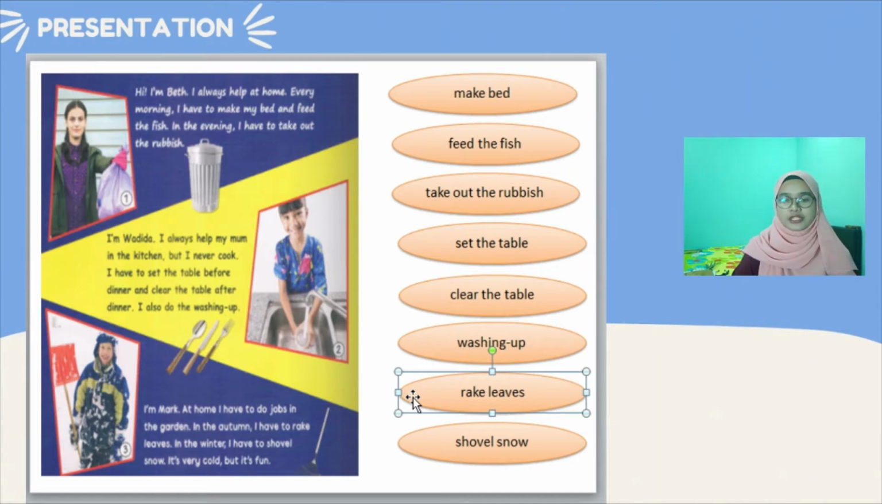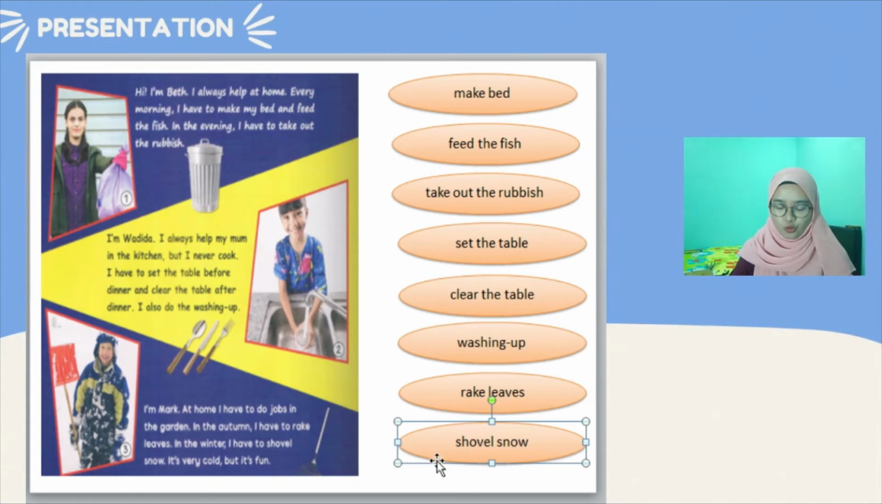And we also have another housework mentioned in the third paragraph, which is shovel snow. Okay, so this housework is highly unlikely to be done in Malaysia as we have no snow, right? But here in the countries that have winter season, they will have to shovel the snow.